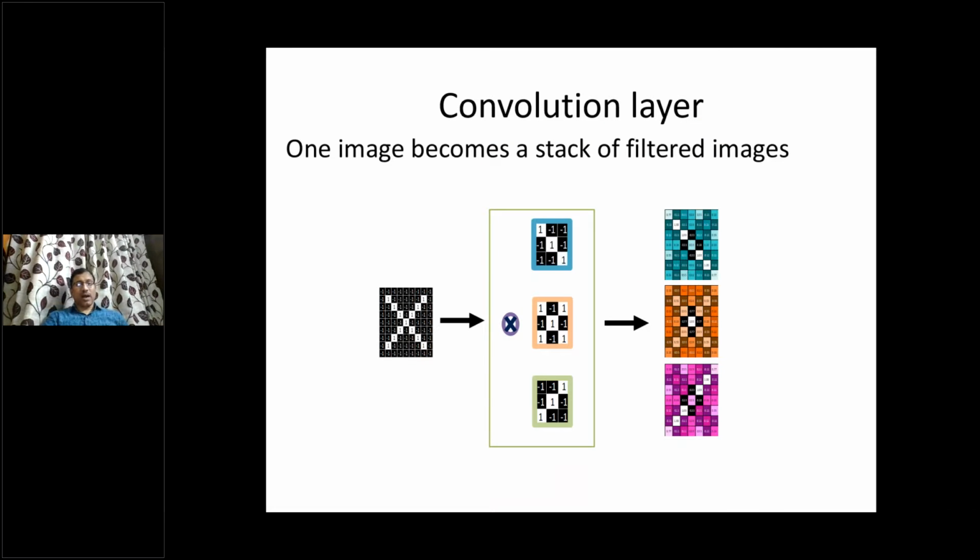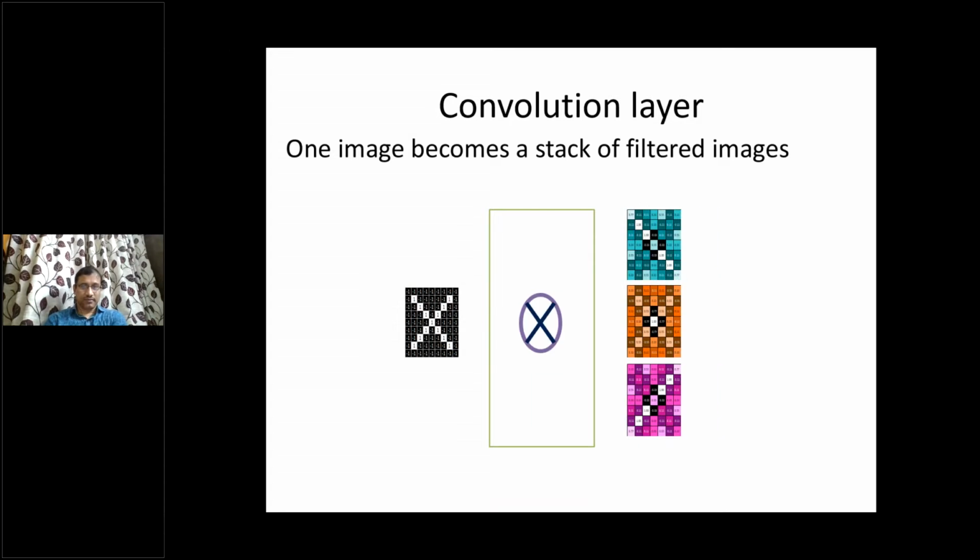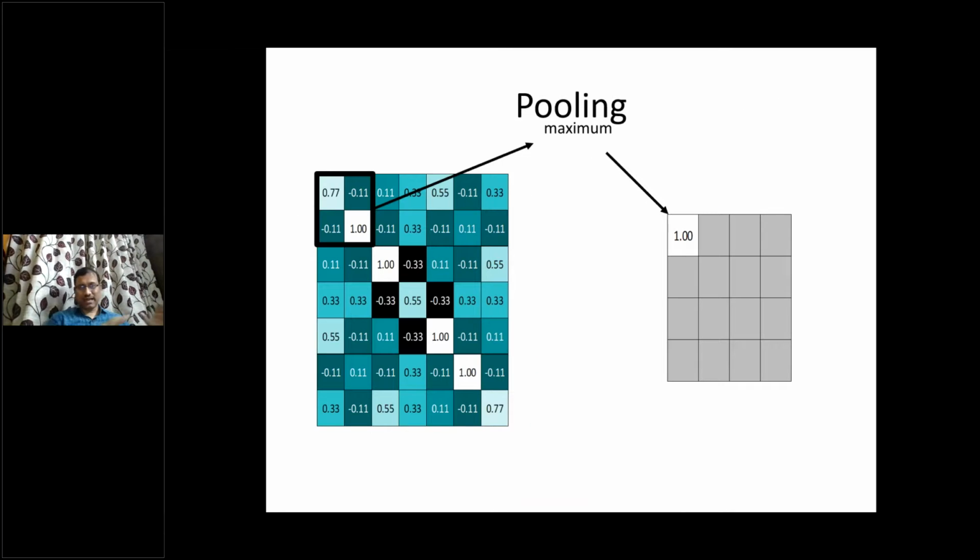So this is the outcome. How many convolution kernels you use determines the number of convolution outcomes in a given layer. That's one part of it. Another part is the pooling, where you try to compress the data.